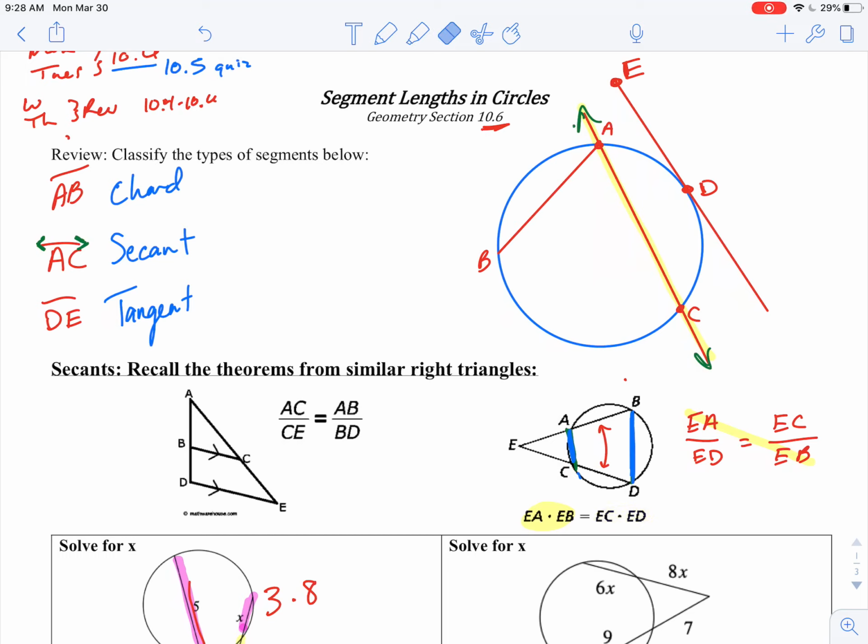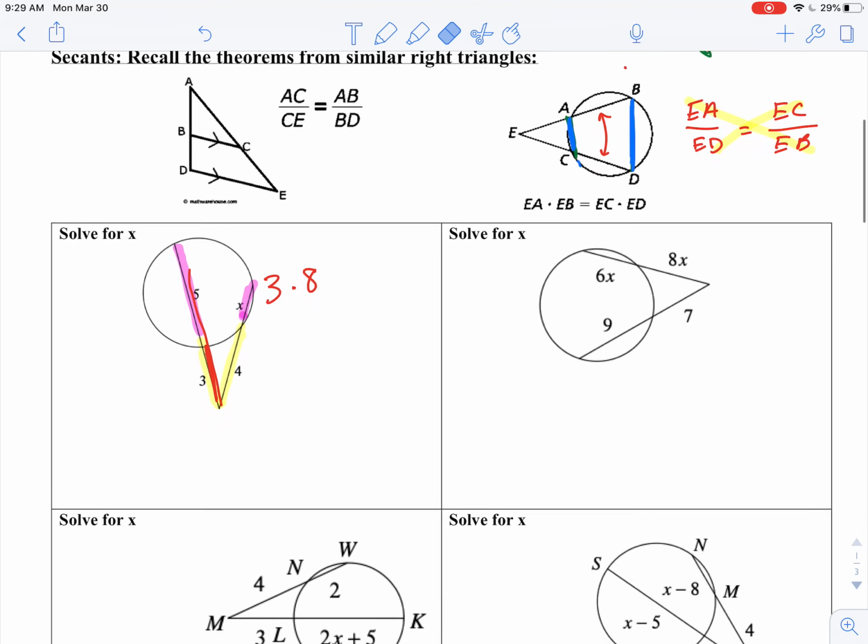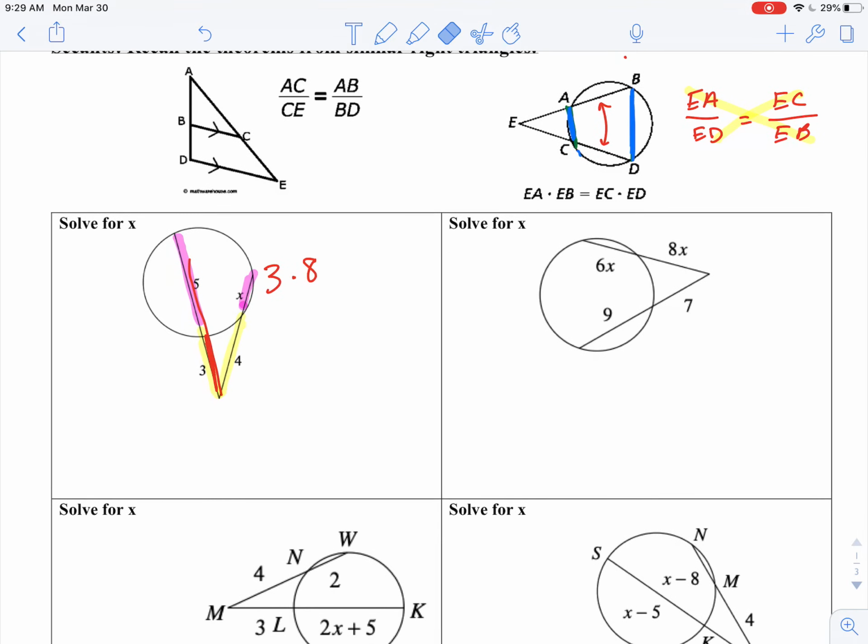And if we cross multiply EA times EB, EA times EB equals EC times ED. And that's just where it's coming from. I just wanted to introduce it that way. But let's look at what this means practically.